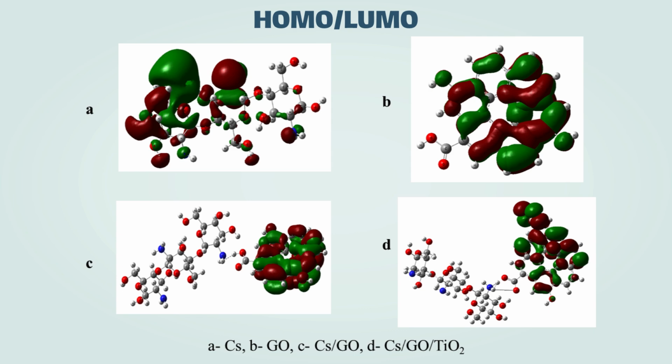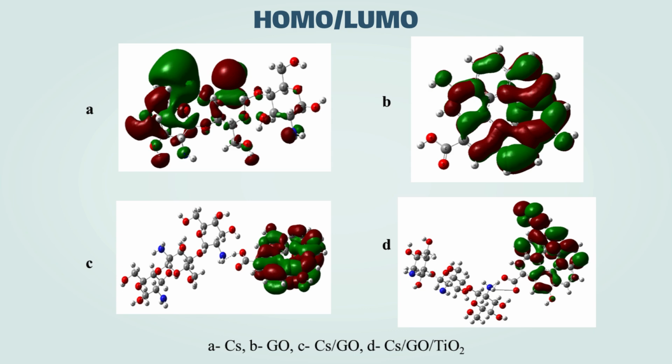The calculation of HOMO and LUMO gives information on the transfer of charge within the molecule. HOMO-LUMO shifted to the GO molecule. When the titanium dioxide molecule is added to the chitosan graphene oxide structure, charge transfer interactions appear stronger in the TiO2 system, with localization of LUMO on the titanium dioxide and HOMO on the graphene oxide.